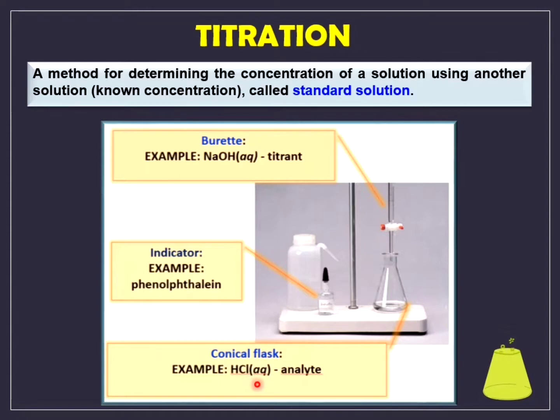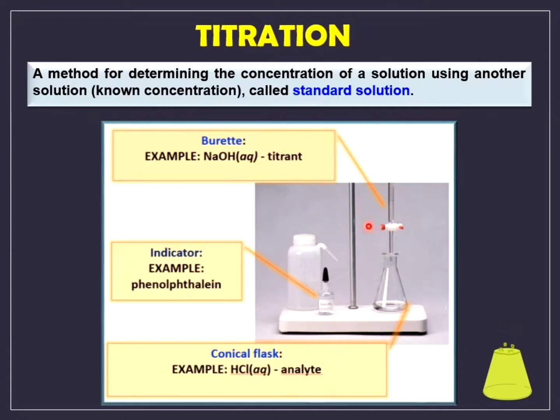Kadang-kadang boleh juga berubah ya kelas. The solution that we place in the conical flask we call the analyte. And then we know that during the titration we need an indicator to know the end point, right? The normal indicator that you use is phenolphthalein. So please remember here, class: conical flask, analyte; in the burette, we call it the titrant.